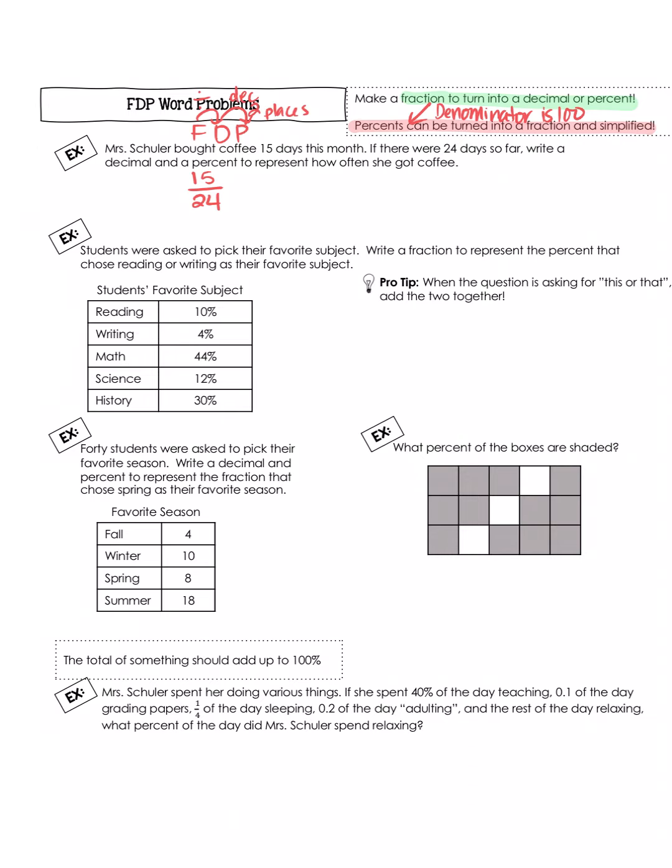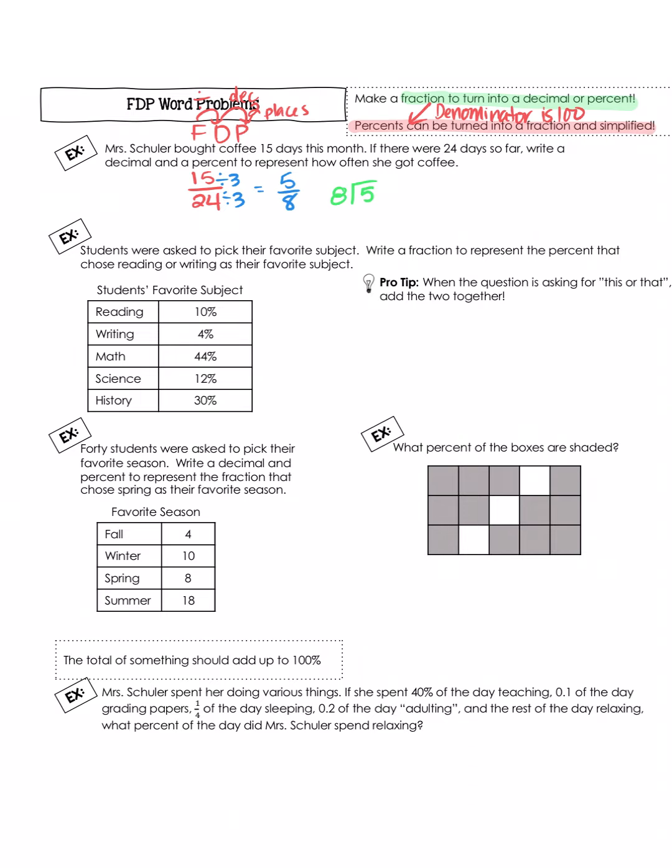So first, remember I said what tip you could do is see if you could simplify the fraction first. And 15 and 24 are both divisible by 3. So I can divide by 3/3, and I'm going to get 5/8. Now I can turn that into a decimal by dividing 5 divided by 8.